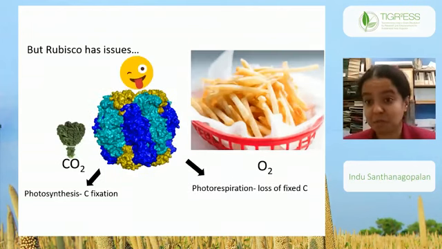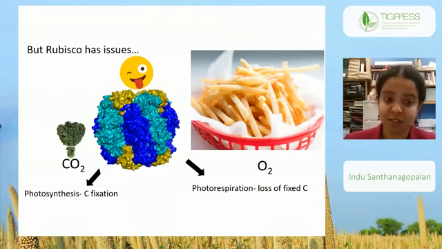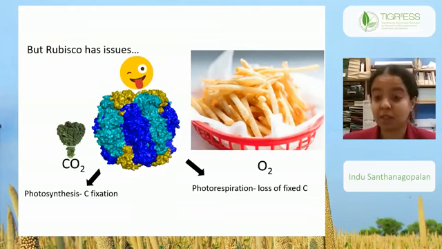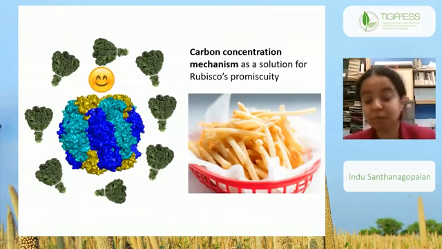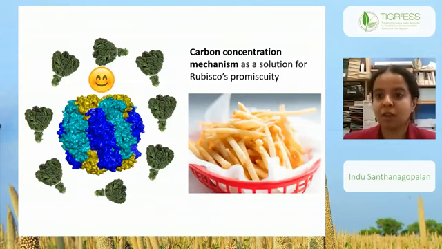And the issue is compounded by the fact that there is more oxygen than carbon dioxide. And this is further compounded in the case of aquatic microbes and plants, because in water, the availability of carbon dioxide is even lesser as opposed to air. So how do aquatic microbes handle this situation? Well, they've evolved mechanisms, and this particular mechanism is called carbon concentration mechanism. And this is a solution for rubisco's promiscuity.